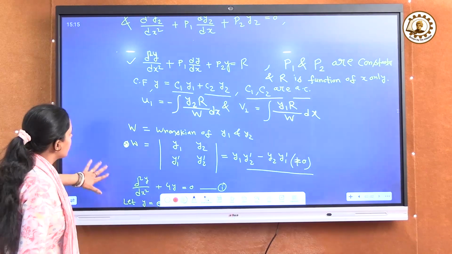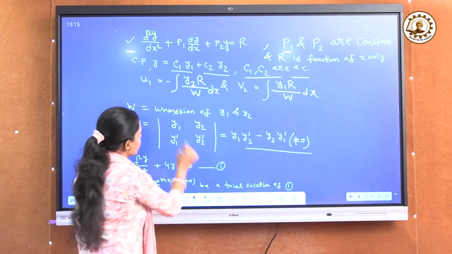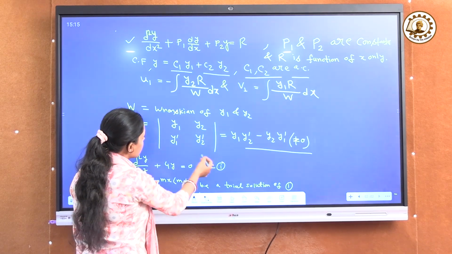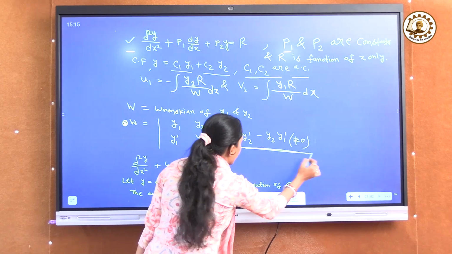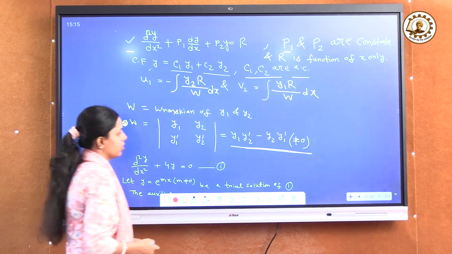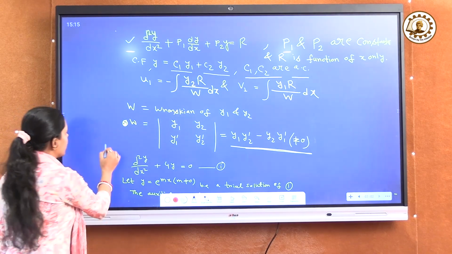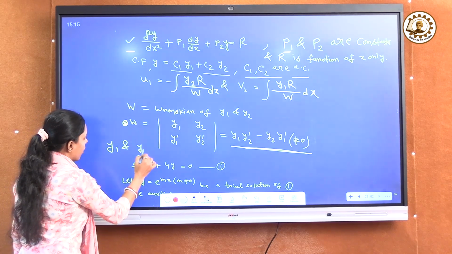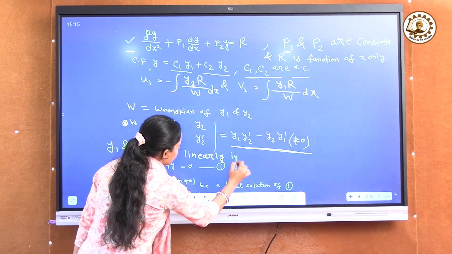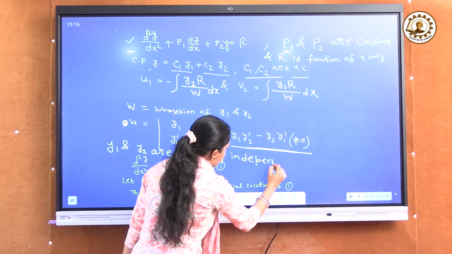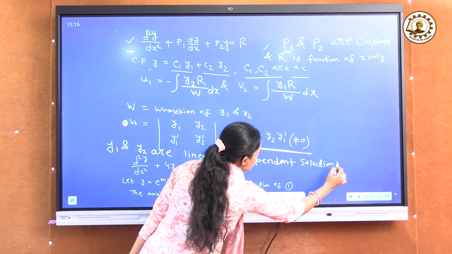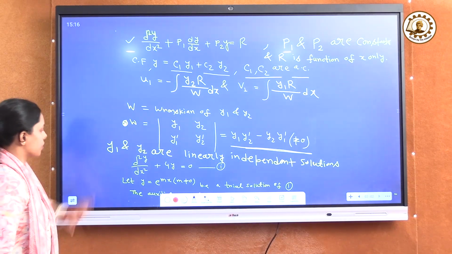What is the Wronskian? The Wronskian is the determinant of y1, y1 dash, the first derivative, and y2, y2 dash. Its value is y1 y2 dash minus y2 y1 dash, and this is not equal to 0 because y1 and y2 are linearly independent solutions of the differential equation.